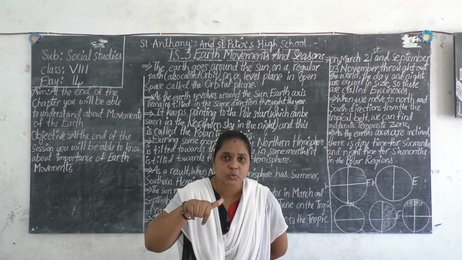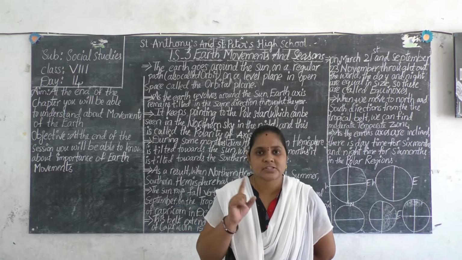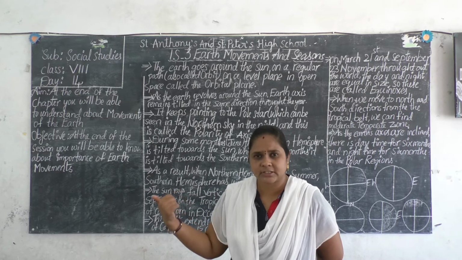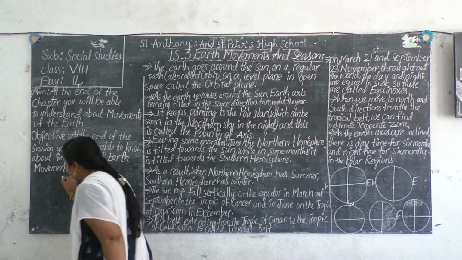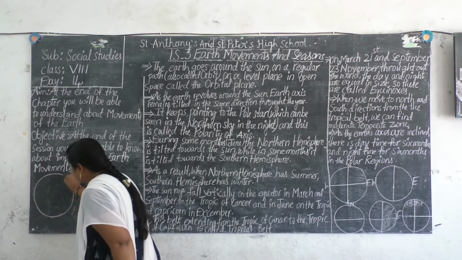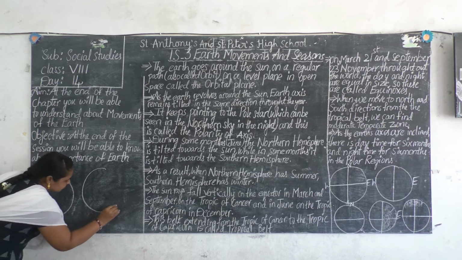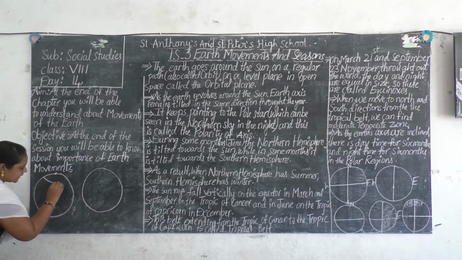Earth, how it is moving, what are the movements and the seasons. For this first we have to learn. Once again, roughly shall we draw the latitudes and longitudes? Just look here. This is the circle, like a hemisphere. And this is another circle. So this is the North Pole and the South Pole.